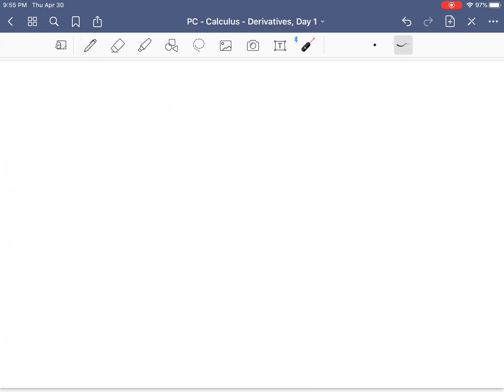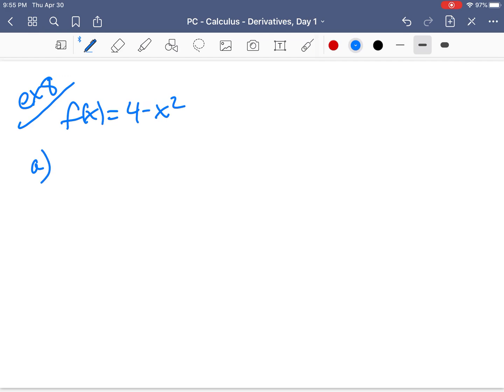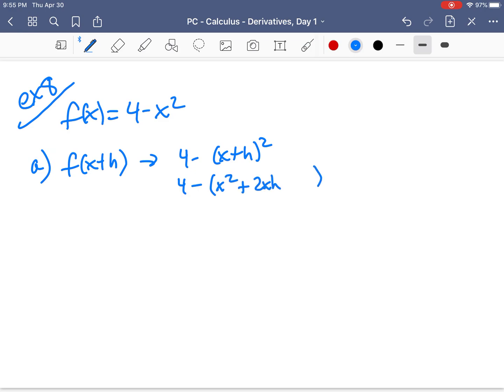All right, last example. Let's do this one. f of x equals 4 minus x squared. So we're going to go through the same process. Let's find f of x plus h. That would be 4 minus x plus h squared. If I square that, remember I get x squared plus 2xh plus h squared. And we get 4 minus x squared minus 2xh, whoopsie, minus h squared. All right, there's not much else I can do there.